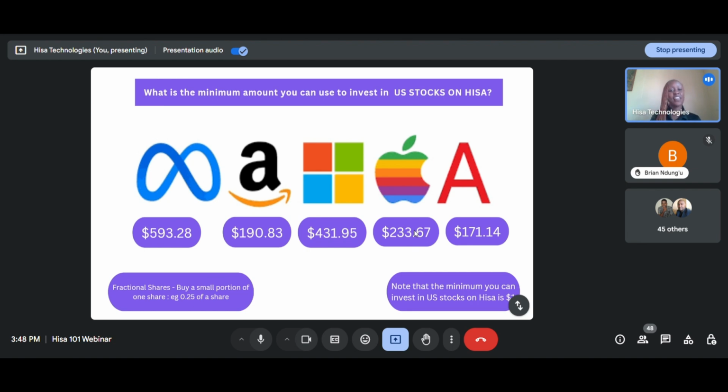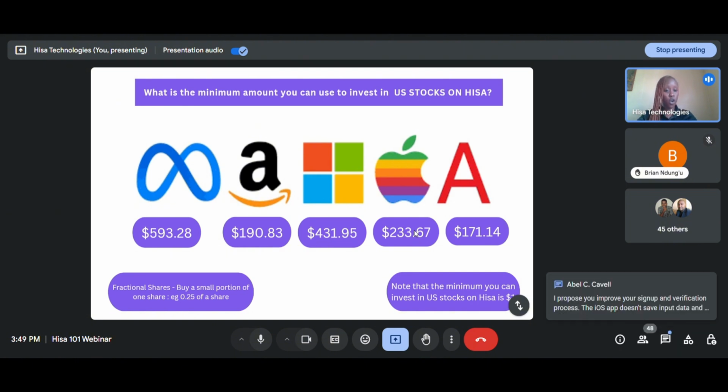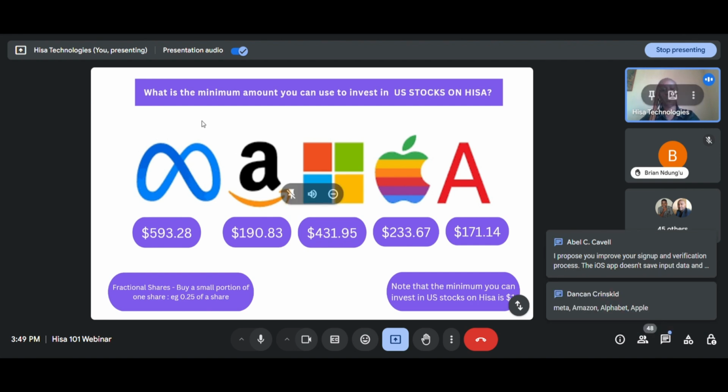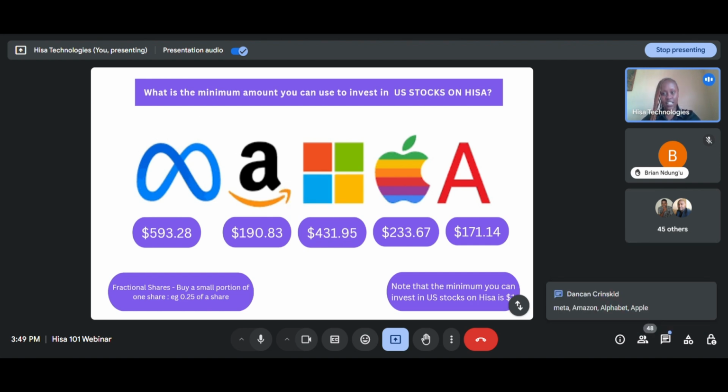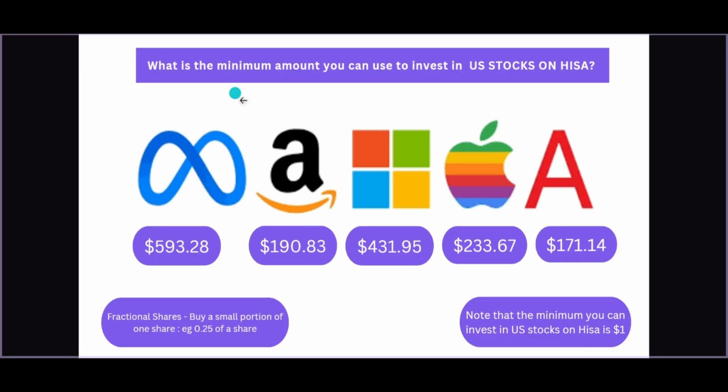As we've said, the minimum that you can invest in US stocks on Hisa is 1 USD only. So as long as you have your 130 shillings, you can buy a piece of your favorite companies on the app.